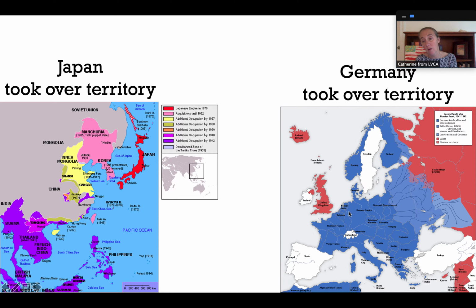Germany, meanwhile, was originally just this center part, and all of the dark blue is what Germany had taken over and/or was allied with and had fully taken over, and then some of the lighter blue are areas that at some points during the war Germany had defeated.